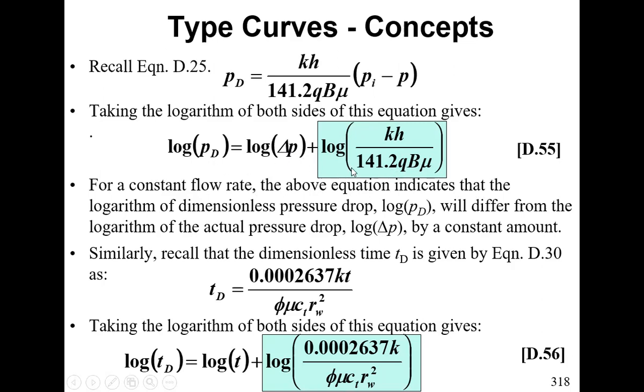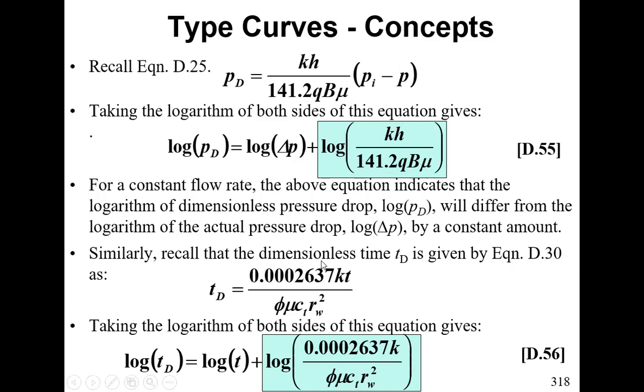So this just shows that if the logarithm of the pressure drop is plotted in a similar scale to the logarithm of dimensionless pressure, there will only be a shift, which is quantified by this shaded portion.